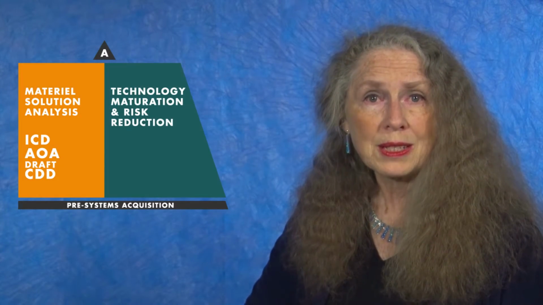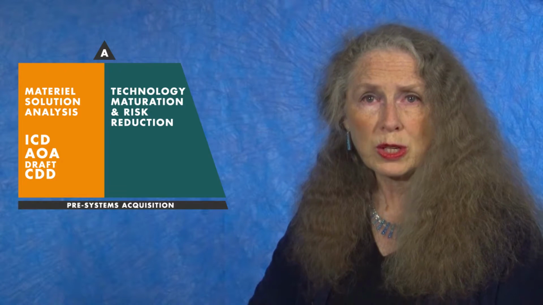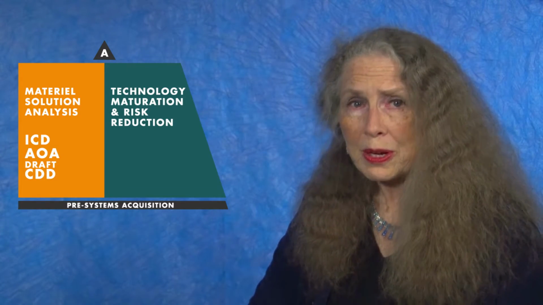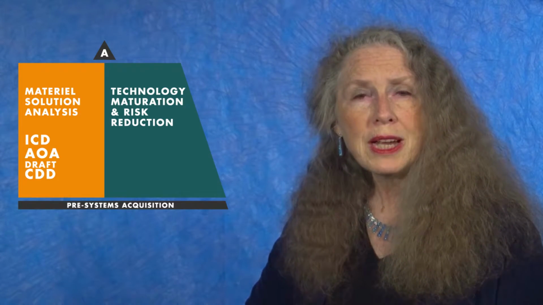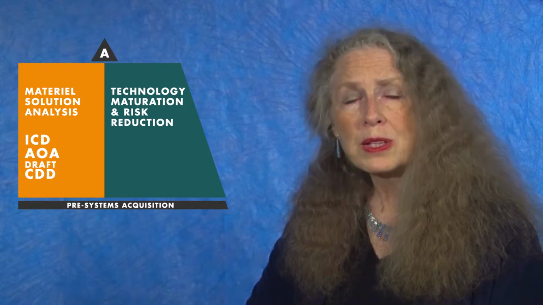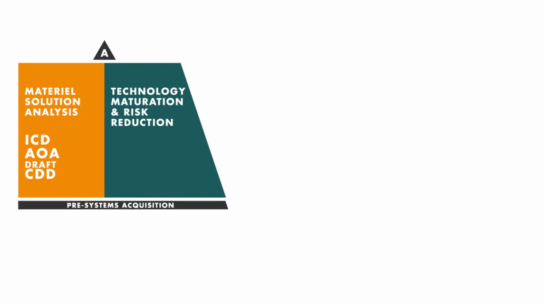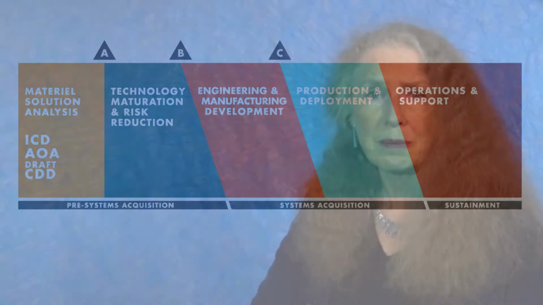The second phase in the acquisition process is technology maturation and risk reduction, when the best solution brought forward from the material solution analysis phase begins. In order to enter this phase, Milestone A must have been achieved. Milestones are represented in this figure by triangles placed at the top of the diagram. To enter Milestone A, the program must have an approved initial capabilities document.